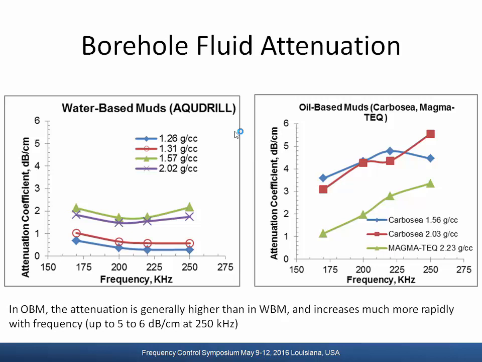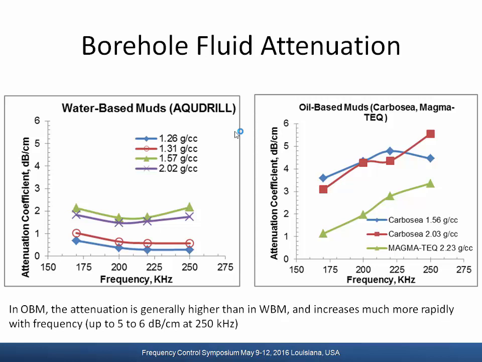These are the lab measurements. We have two types of mud used in the field. One is the water-based mud. The other one is oil-based mud. Here I show you the attenuation versus frequency. Water-based mud has relatively less attenuation and is less frequency dependent. So if you look at the attenuation over the frequency range, it is relatively constant.